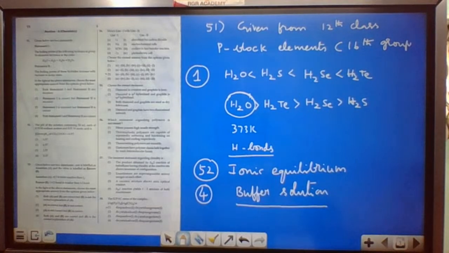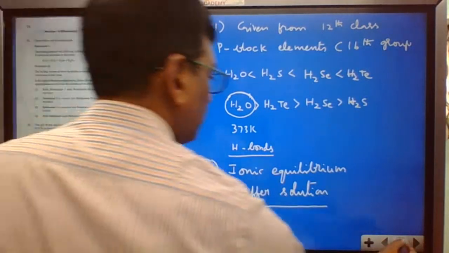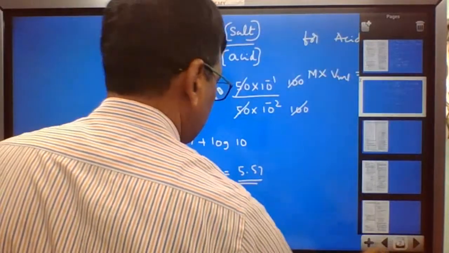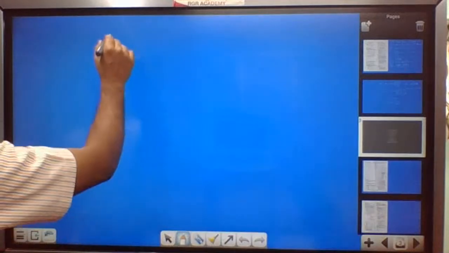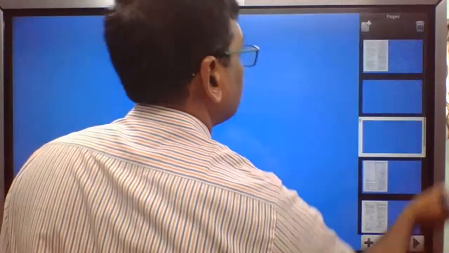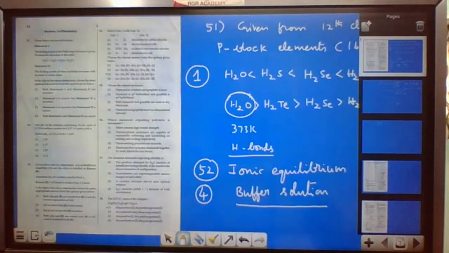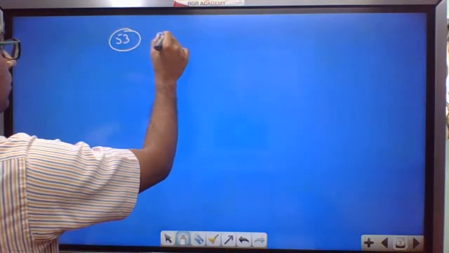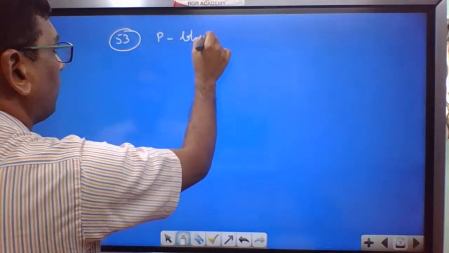Next, coming to 53. Question number 53. Let us see the question. So they gave an assertion and reasoning type question. This is given from 17th group. Again, it's 12th class P block elements.